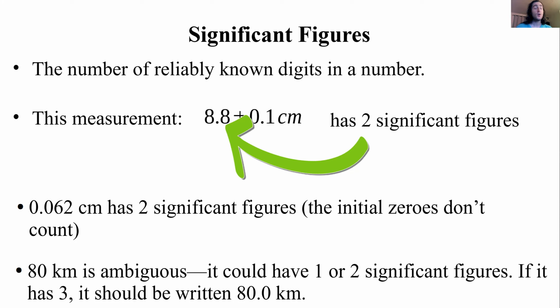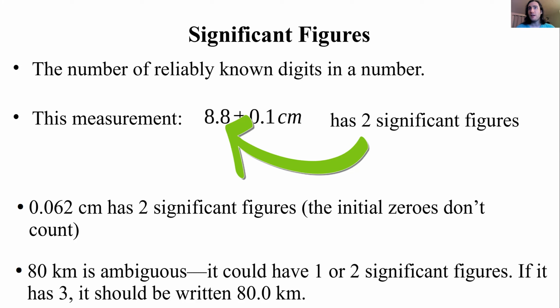All right, and finally, we have an example here where we have zeros after. However, it is a little bit ambiguous. Do we mean 80.0 kilometers? Do we mean 80 kilometers? Do we mean it's about 80 kilometers? We're not really sure if it's 80 or if it's 81 or 2 because we couldn't measure with a resolution of 1 or 2, right? So this number here, as presented, 80 kilometers, is ambiguous. It could have 1 or 2 significant figures. If it has 3, it should be written, but won't always be written, as 80.0 kilometers, right?